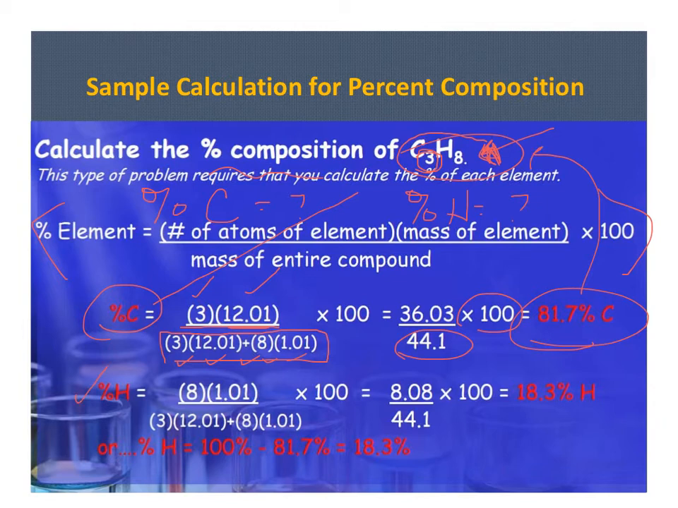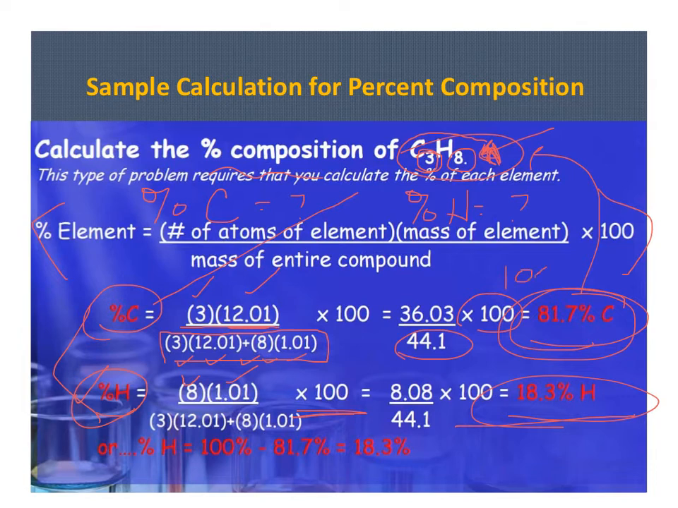We can go through the same type of calculation for hydrogen. There are 8 hydrogens in propane. Each hydrogen has a mass of 1.01 gram. Multiply by 100, of course, and we see that hydrogen is 18.3%. A little shortcut: if you only have 2 elements, you know that the percent of all the elements in a compound have to add up to be 100. So if you only have 2 elements and you figure one of them out, you can figure the other one out simply by subtracting the first one from 100. So 100 minus 81.7 is in fact 18.3.